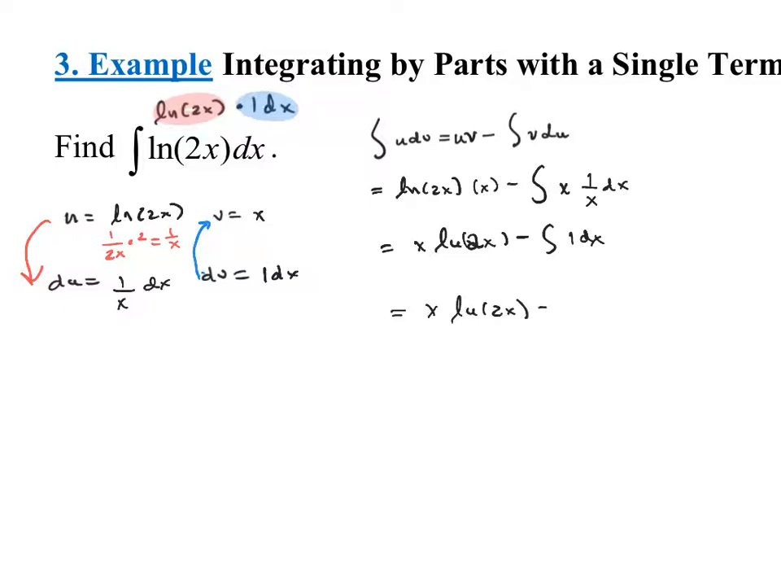Well, the integral of 1 is simply just x, and then you need your plus c at the end because we are actually integrating here. Look, this answer is perfectly fine with me. x times the natural log of 2x minus x plus c.